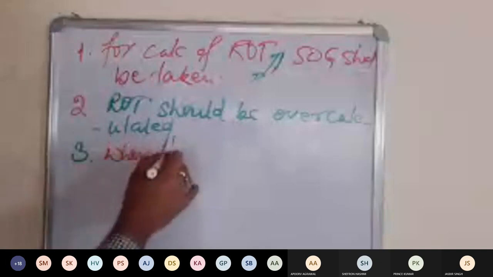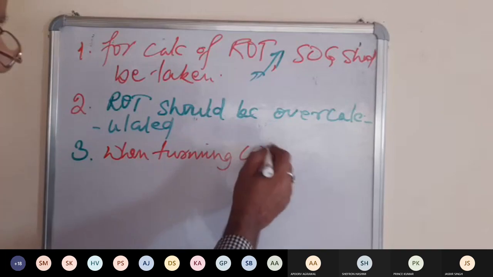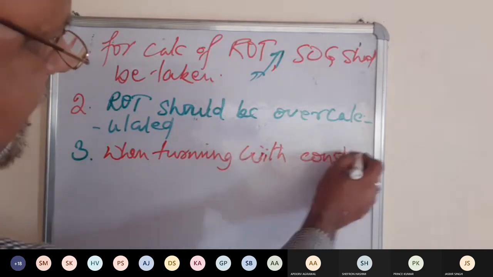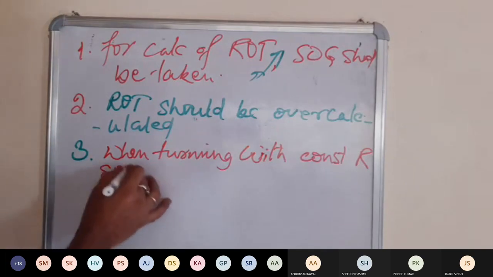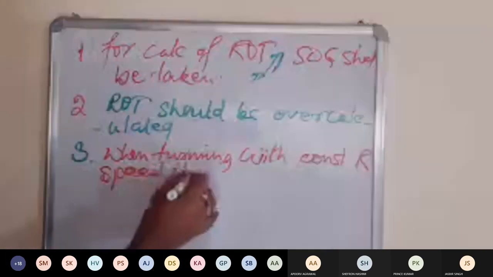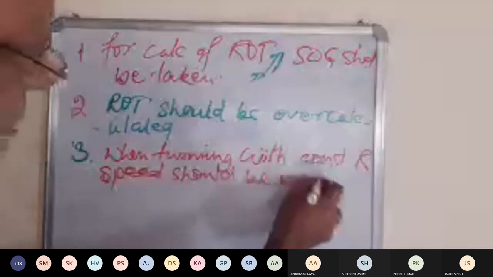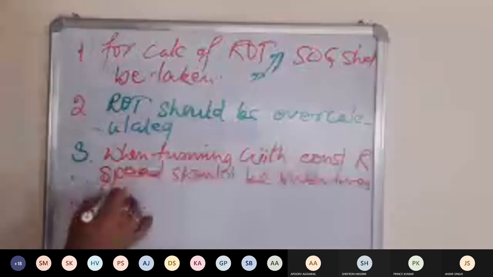Point number 3, when turning with constant radius, speed should be monitored very closely.